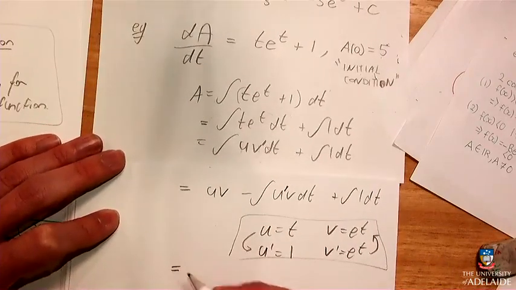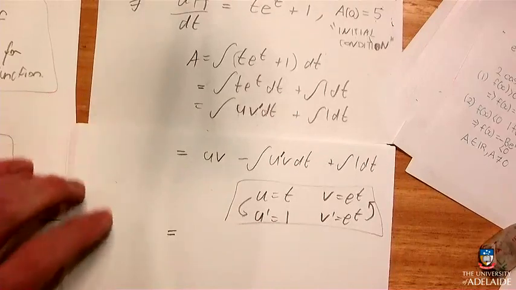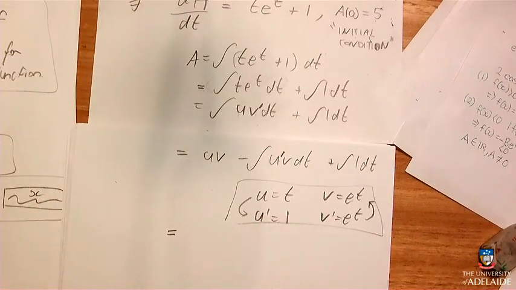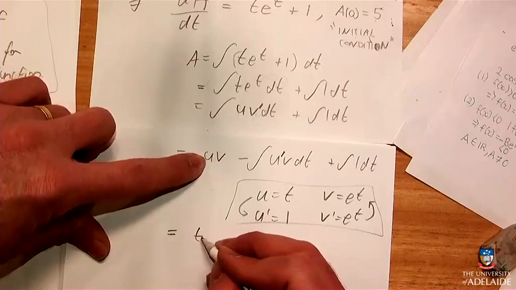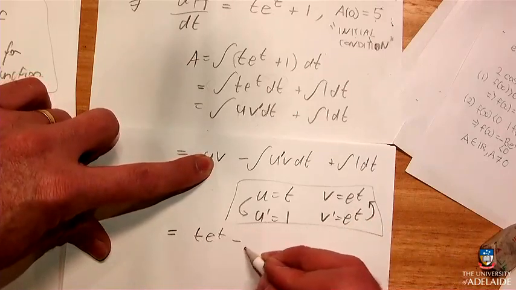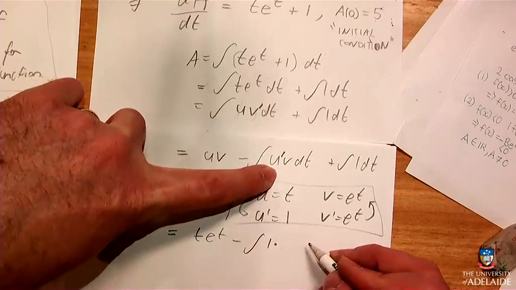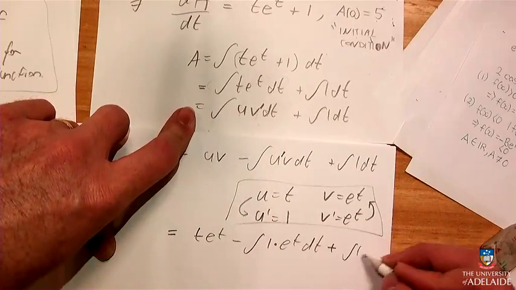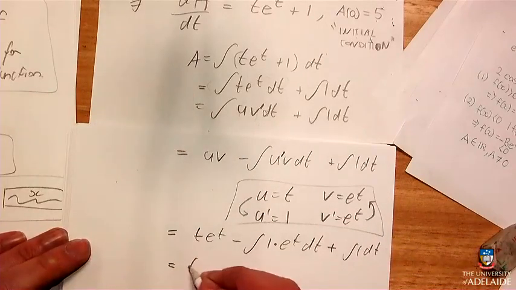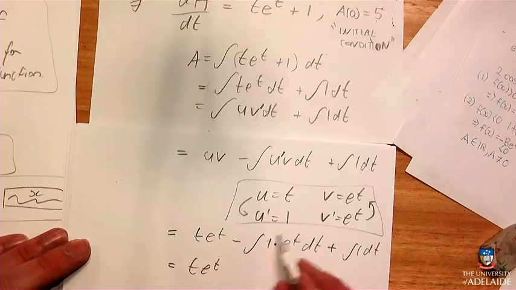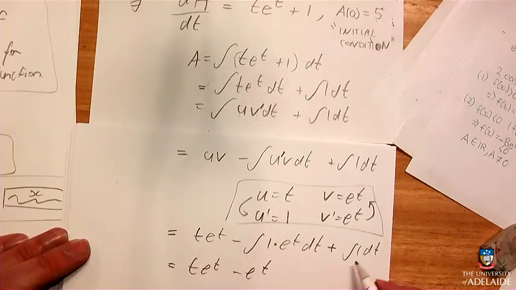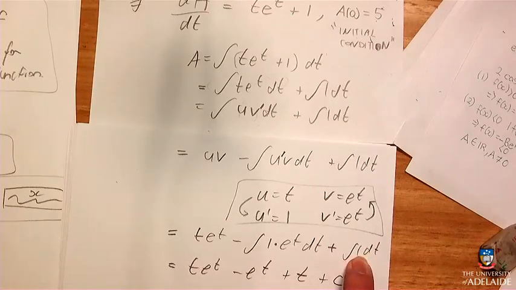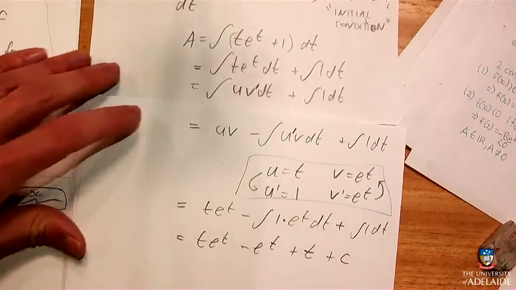I don't do integration by parts often enough to be able to do it in my head. So I always have to write this down or I just get it wrong. So the u is t, the v is e to the t, the u dashed is 1, the v is still e to the t. Okay, and I reckon it's safe to do that final integral now. So the integral of e to the t is still e to the t, and the integral of 1 is t. Because if I differentiated t, I would get 1. Okay, so that's what it is.